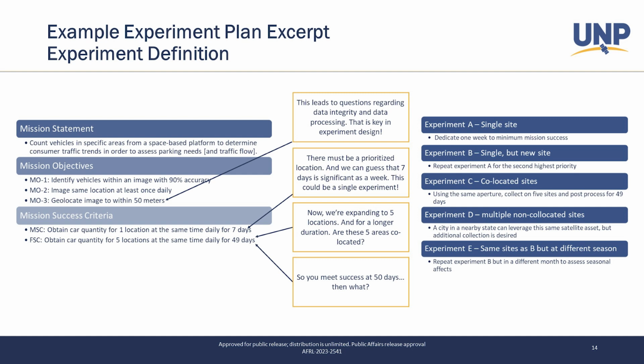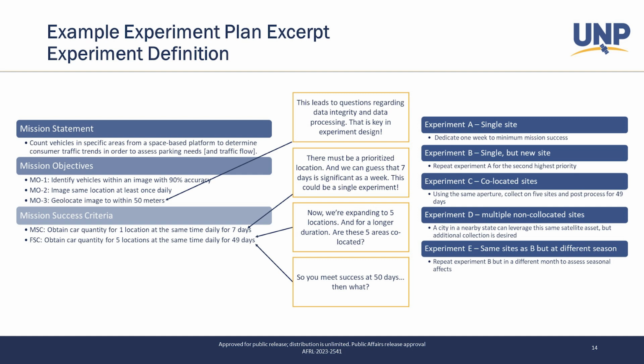Then we can also say, well, maybe because we have this asset available to us on orbit, we can expand that to multiple non-co-located sites. That would be an experiment on its own, potentially. You could do that in a temporal sense too. So maybe later on in the mission, I'm up there for 6 months and I say, well, now it's Christmas time and I want to know what experiment B or A is like, but at a different time of year, because maybe that matters to my stakeholder.